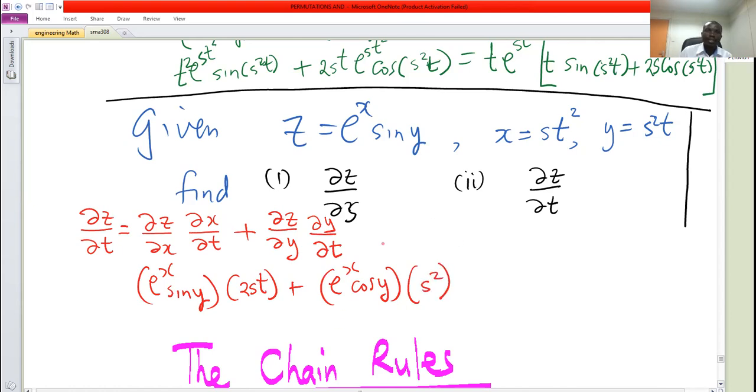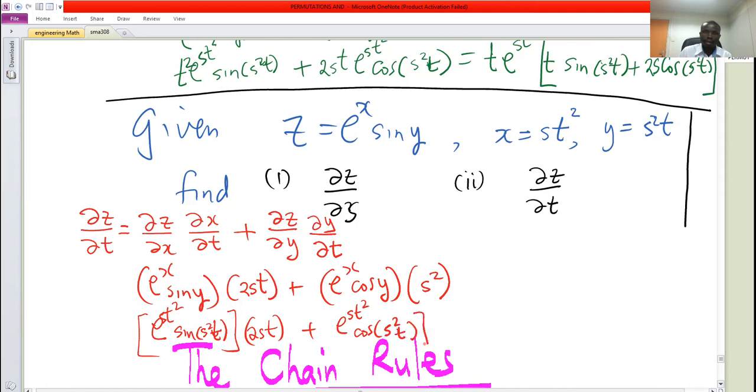And then the next thing is to replace everything: x by st², y by s²t. So it'll be e^(st²) sin(s²t). We multiply by 2st plus e^(st²) cosine of y, which is s²t, and then this one you multiply by s².